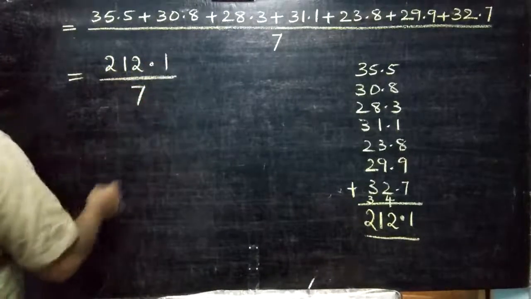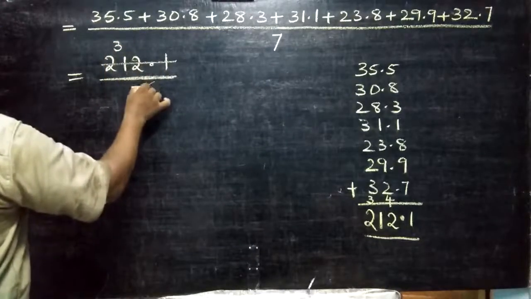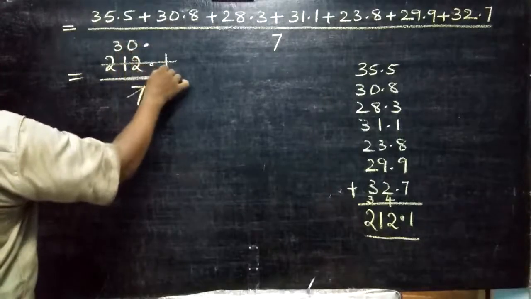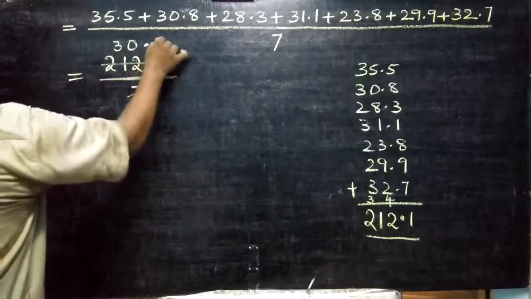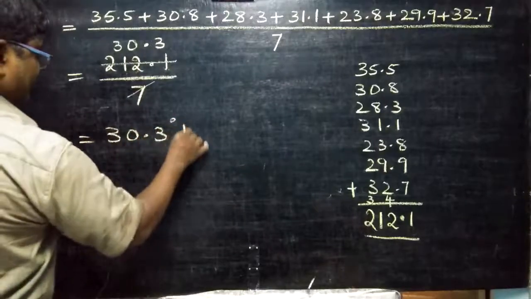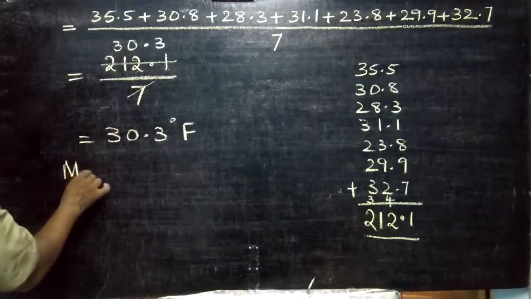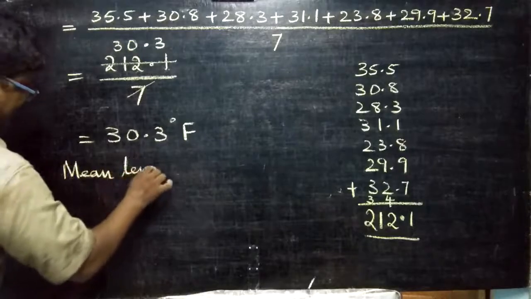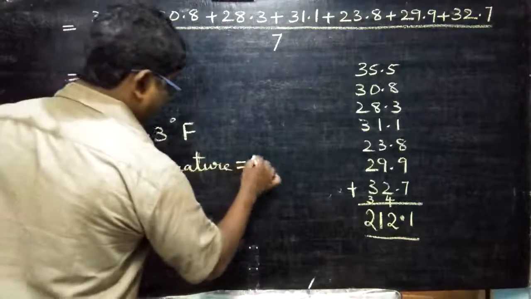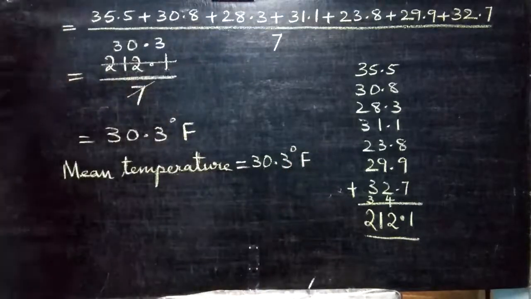212.1 divided by 7. Now 7 table. 7 3s are 21. 7 can't divide 2 because 7 is more and 2 is less. So 0 point. This 2 comes here. 21. 7 3s are 21. So that is equal to 30.3 degrees Fahrenheit. This is the mean temperature. Mean temperature is equal to 30.30 F. F means Fahrenheit.